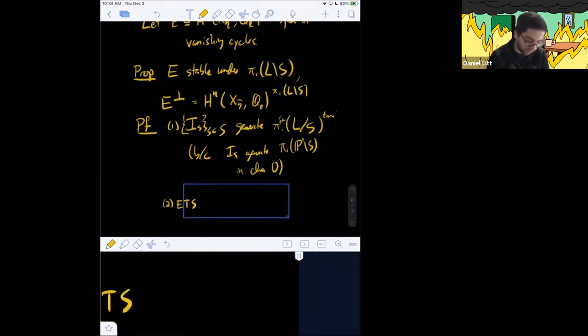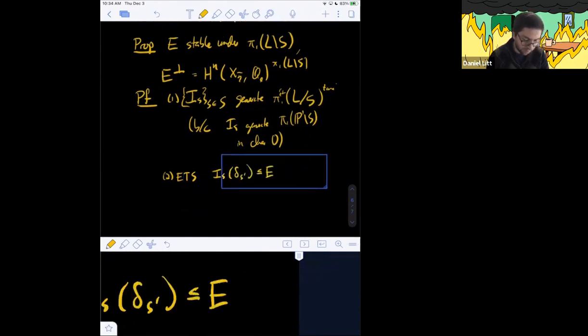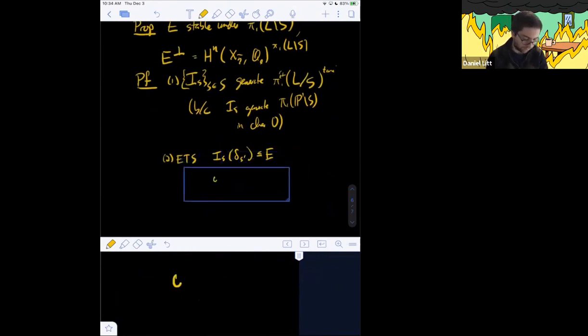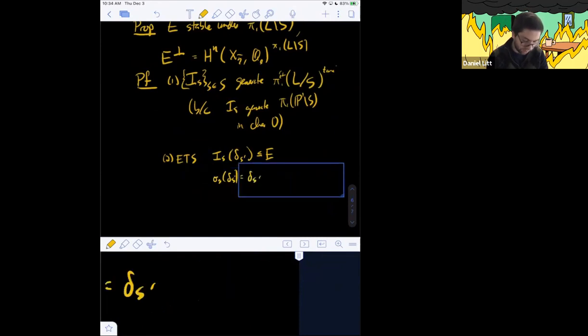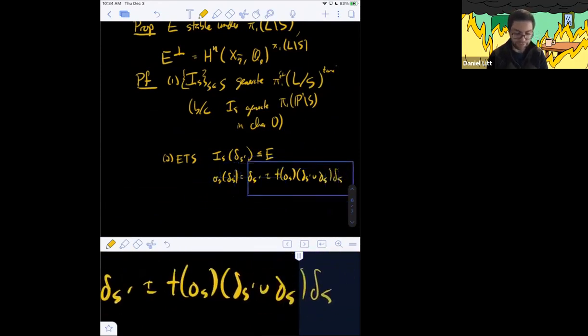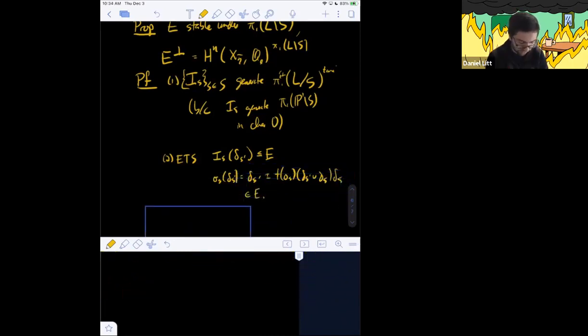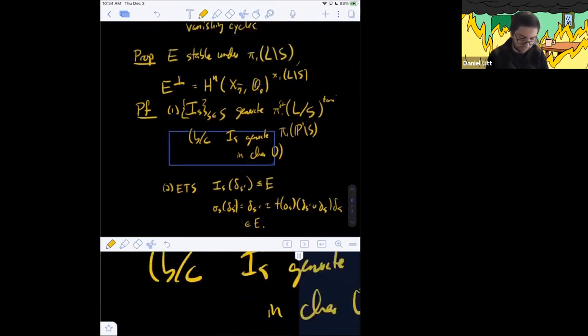Okay, so what this means, if you buy this step, is that to show that E is stable under π1, it's enough to show that I_S of δ_S' is contained in E. But this is immediate from Picard-Lefschetz. If you take σ_S of δ_S', what happens? It goes to δ_S' plus or minus T of σ_S, (δ_S' cup δ_S) times δ_S. Well, this is in the span of δ_S' and δ_S, so this is in E. All right, so we win. So we've now shown that E is stable under π1.